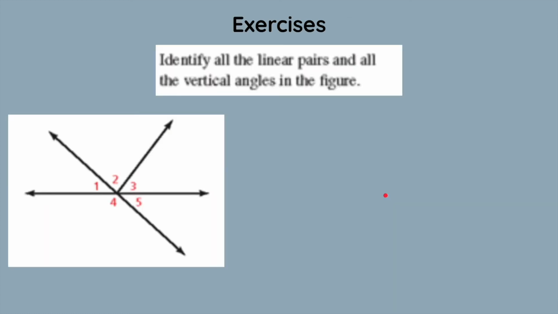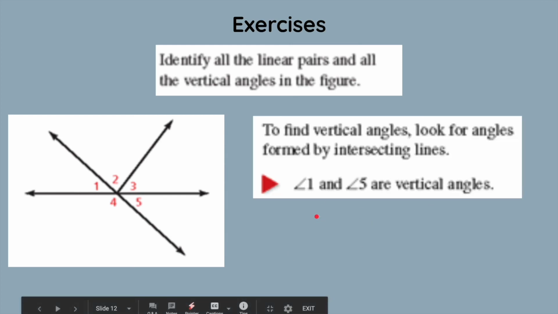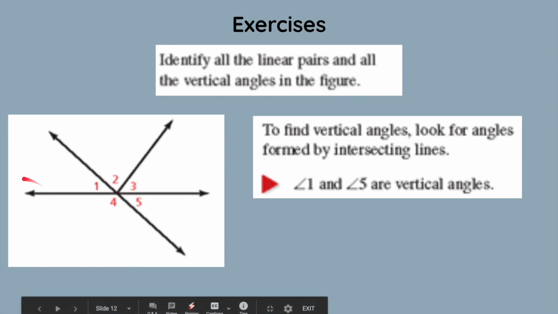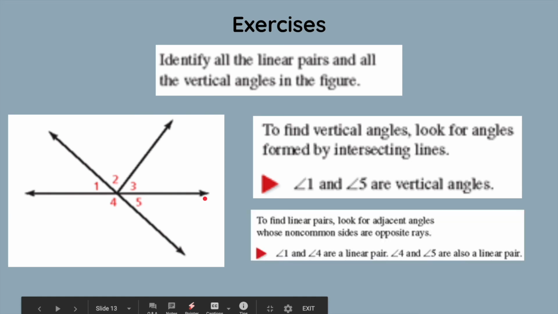So now using our definitions from linear pair and vertical angles, let's use this knowledge in these next exercises. So identify all the linear pairs and all the vertical angles. So what we have to do is first find vertical angles and look for angles formed by intersecting lines. So as we can see here, angle 1 and angle 5 are vertical angles. As we can see, they kind of make this cross shape again.